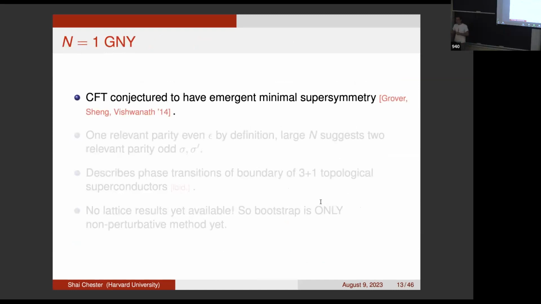So let's go N by N, just as we did for the O(N) Wilson-Fisher. So when N equals 1, the N equals 1 Gross-Neveu-Yukawa model, this theory is particularly interesting because it was conjectured to have emergent minimal supersymmetry. So this would be kind of the first example of a supersymmetric theory you would actually find in nature. So if anyone ever says, supersymmetry, who cares? It doesn't exist. You'd be like, no, it does exist. It's the Gross-Neveu-Yukawa model with one fermion.